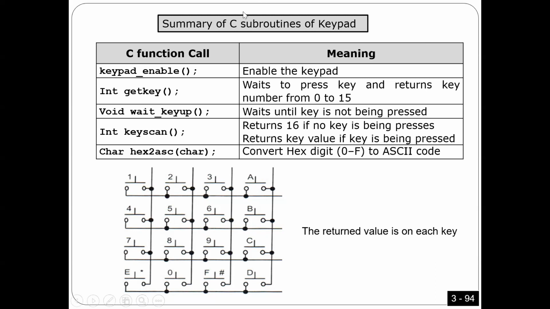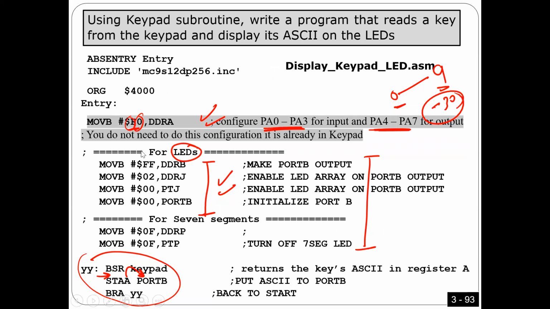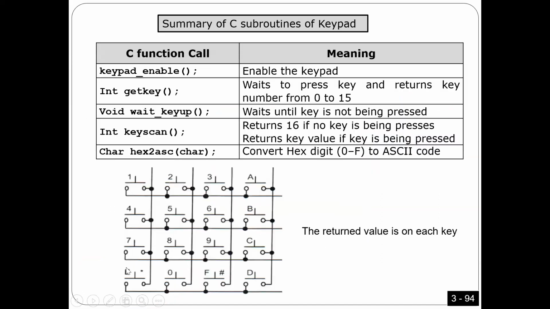Anyway, for the C language, guys, number one, you have to use the subroutine keypad enable only one time, for configuration of the port. Here in assembly you don't need to do that. If you want to write the instruction to program port A as input and output, it's totally fine, but you don't need to because I already put it here. In C you have to use keypad enable only one time in your program, and then every time you want to get a keystroke, just call this one.